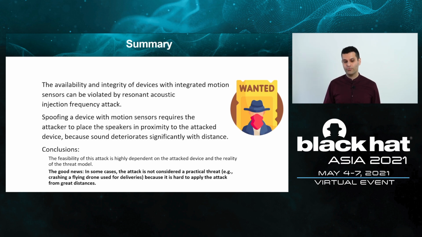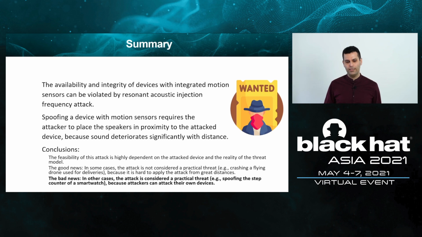Now, there is some good news. In some cases, the attack isn't considered a practical threat. For example, crashing a flying drone used for deliveries is not practical using this attack, because it is hard to apply the attack from great distances, and bear in mind that drones usually fly at high altitudes. However, there is some bad news. In other cases, the attack is considered a practical threat. For example, spoofing the step counter of a smartwatch, because attackers can attack their own devices and spoof the integrity of the step counter data.